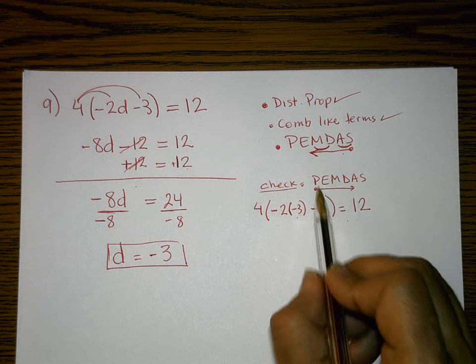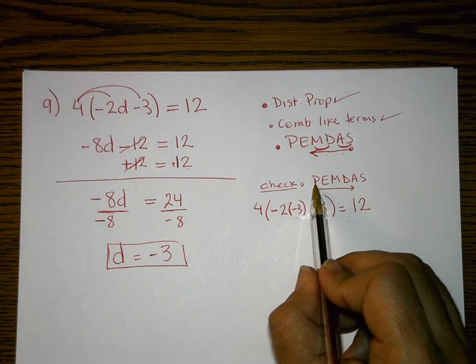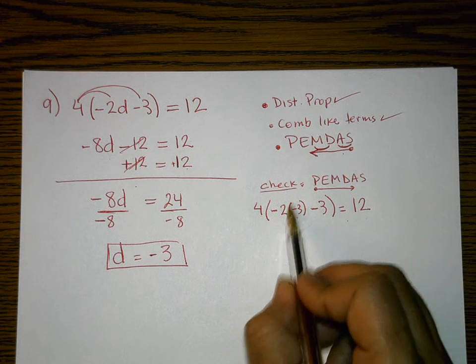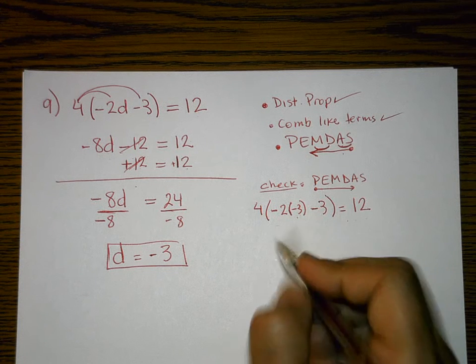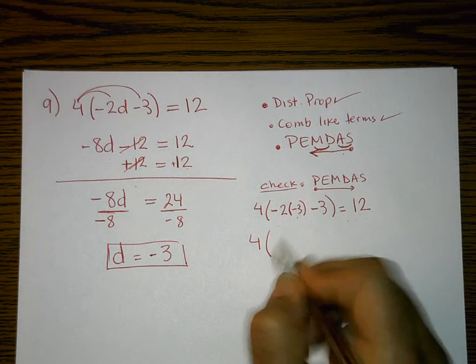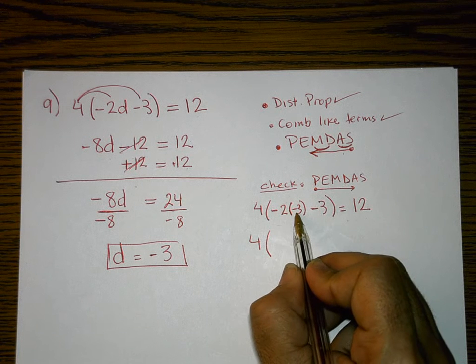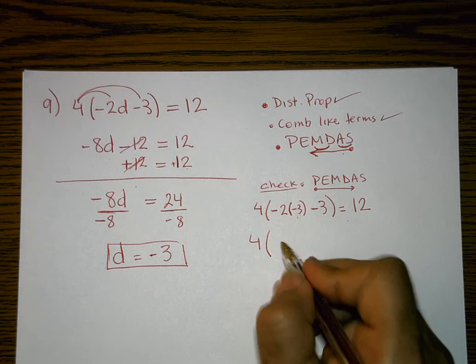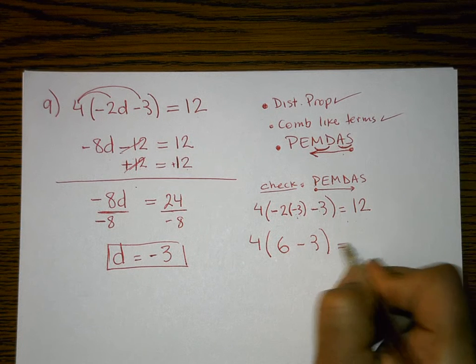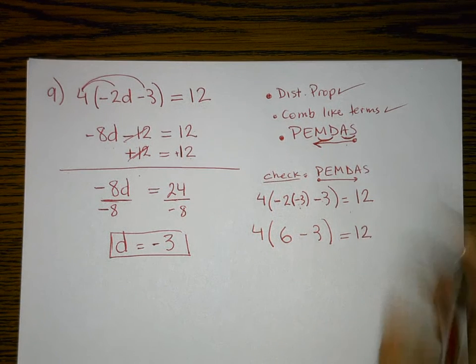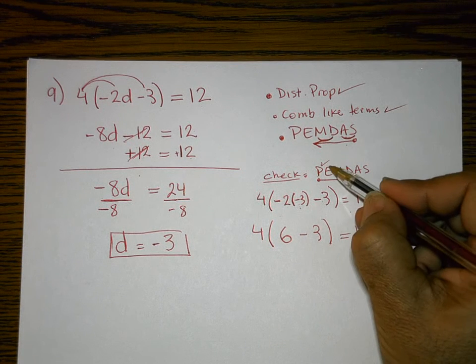Okay, it says parentheses first. That's the first thing I need to take care of. I have a parenthesis inside of a parenthesis, so I'm going to take care of the first parenthesis. 4 times a negative 2 times my D value, which is a negative 3, is a positive 6. Minus the 3, which equals 12. Okay, I took care of the parentheses. We are not going to do exponents in this class.